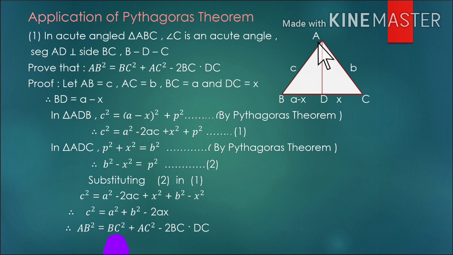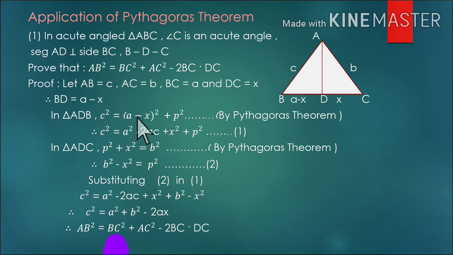Now, consider triangle ADB. In triangle ADB, angle D is 90 degree. Therefore, we can apply Pythagoras theorem here. So, by Pythagoras theorem, hypotenuse square, here hypotenuse is c, c square is equal to (a minus x) square plus AD square.